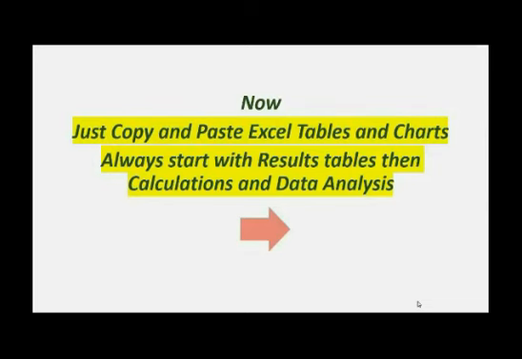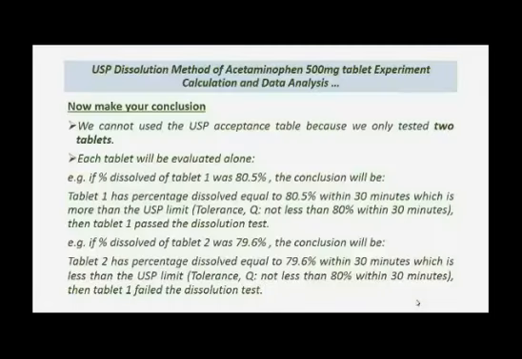Now, just copy and paste Excel tables and charts. Always start with results, tables, then calculations and data analysis. After calculating the percentages dissolved for our 2 tablets or 2 samples, we have to build our conclusion. But we cannot use the USP acceptance table because we only tested 2 tablets as we mentioned earlier. Each tablet will be evaluated alone.